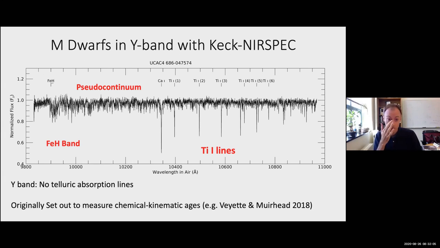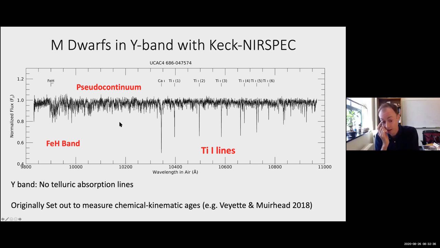So I kind of fell into this because I've been studying M-dwarf stars in Y-band, which is a really wonderful spectroscopic region to study M-dwarfs because there are no telluric lines, believe it or not. Great place to go look in the infrared at M-dwarfs. And you have all of these very nice lines. You, of course, have the iron hydride band. This is actually the same iron hydride band that was used by Reiners et al. in 2009. But you also have these very deep lines here from neutral titanium and neutral calcium.